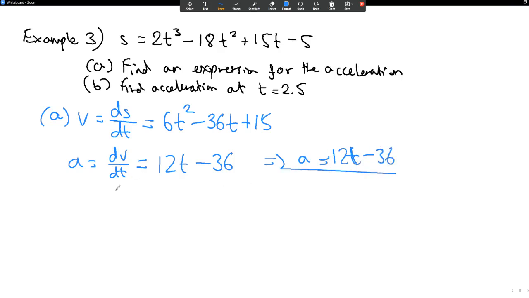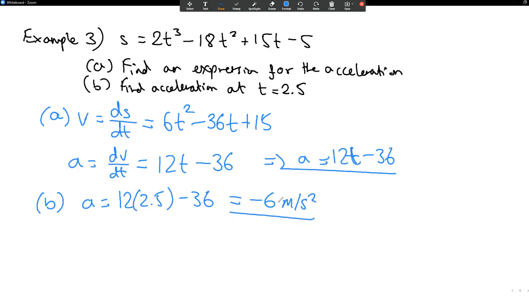Right. So now B says find the acceleration at t equals 2.5. So again, let's substitute 2.5 into here. And we will get minus 6 meters per second squared, because remember, the acceleration can be negative because it's a vector quantity, and so it's decelerating.